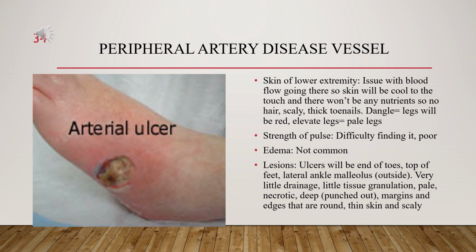So you're going to have a hard time finding a pulse because the blood isn't getting down to the extremities. Edema is not common. And these ulcers will be at the end of the toes or the top of the feet, like the lateral ankle malleolus on the outside. There's going to be very little drainage, very little tissue granulation. It's going to be pale, necrotic, deep. It's going to have a punched out look. And the margins and edges are going to be round, and the skin is going to be very thin and scaly because you're not getting any nutrients down there.